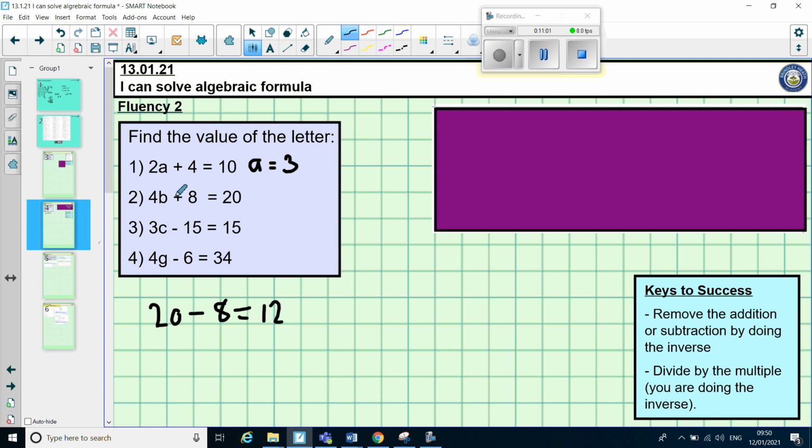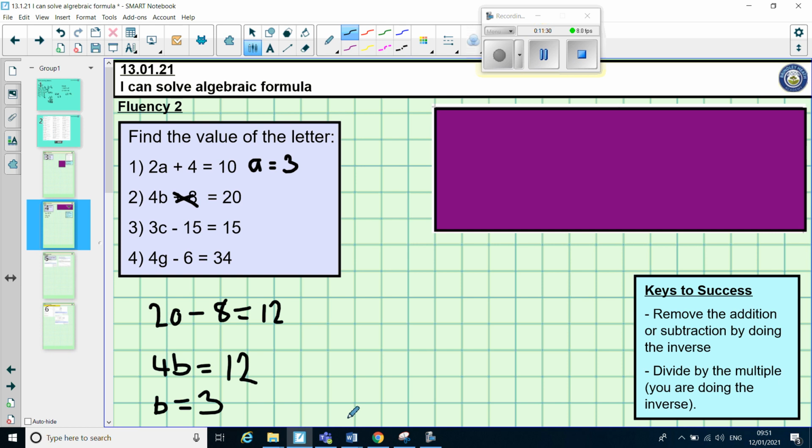Okay, so I've got rid of the 8. Then I can write out the question again. I can write it out now as 4b equals my new answer of 12. 4b equals 12. Now my question looks very much like Fluency 1, and all I have to do is 12 divided by 4. 12 divided by 4 gives me 3, so I think b equals 3.